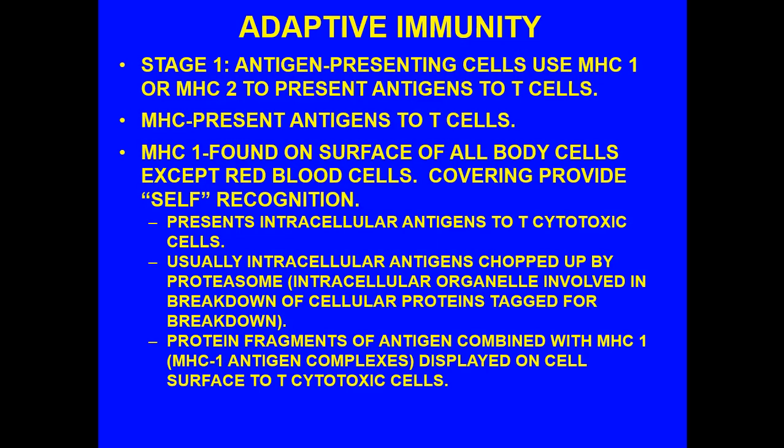Let's start off with stage 1. Antigen-presenting cells use MHC1 or MHC2 to present antigens to the T cells. Remember, MHC presents antigens to the T cells. So MHC1 is found on the surface of all body cells except the red blood cells. And the covering of them provides a self-recognition. So when we talk about the MHC1, they present intracellular antigens to the T cytotoxic cells.